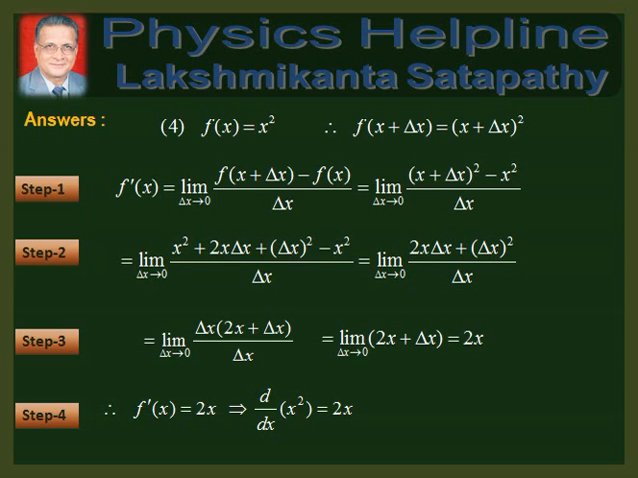Since the delta x in the denominator is removed, now we can put delta x is equal to 0. Therefore, in the fourth step, we get the final result f dash x is equal to 2x. Therefore, we write d by dx of x square is equal to 2x, which is the answer to question 4.